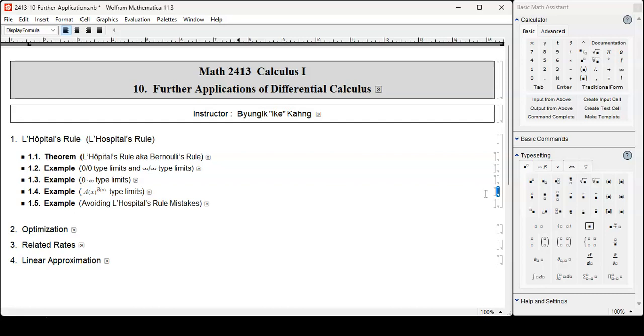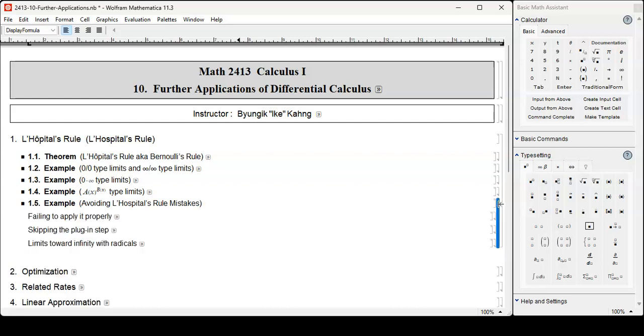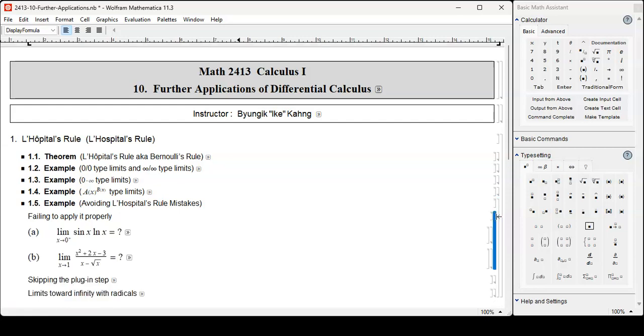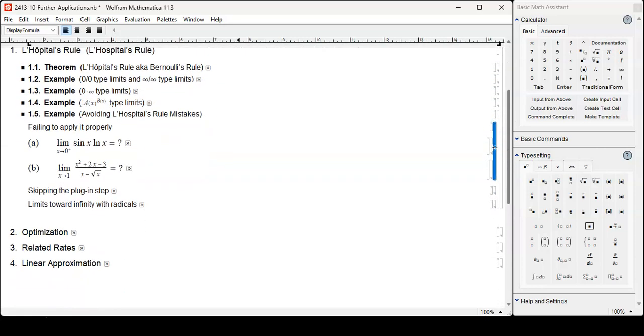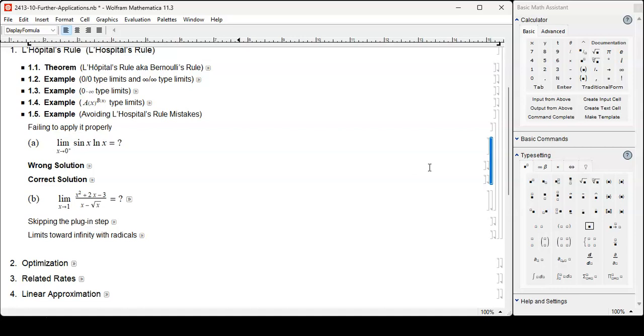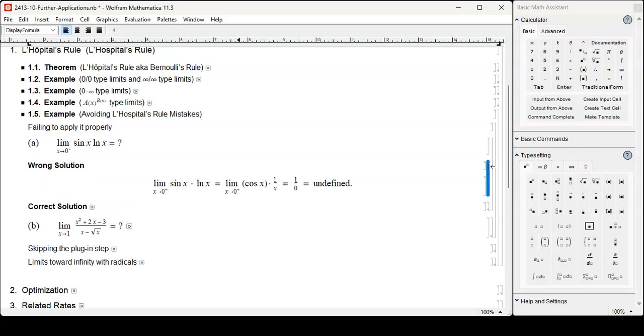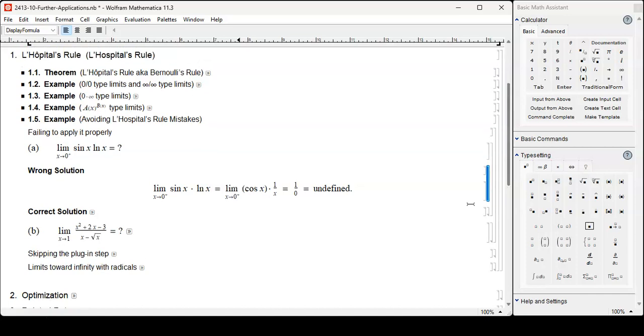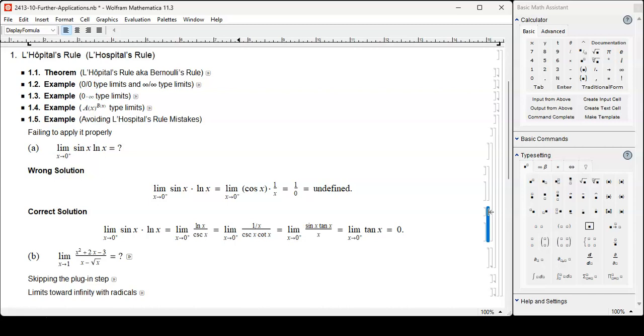Okay, final topic: avoiding L'Hopital's rule mistakes. What kind of mistakes are there? Failing to apply it properly. Well, we have just a derivative, and then going ahead. But this is wrong because L'Hopital's rule works only for fractions. You have to change it to a fraction and go ahead. I do see this kind of mistake sometimes, but those are rare.